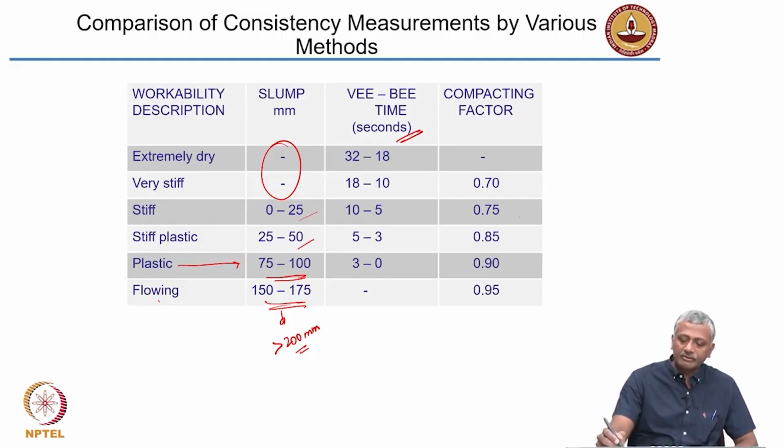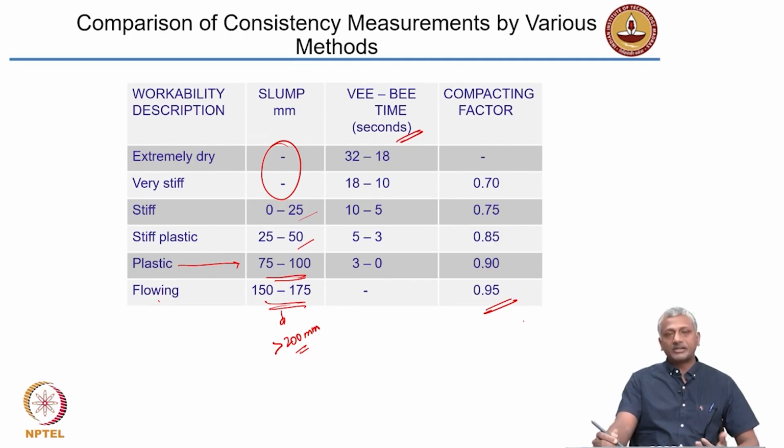Again, the relative values of compaction factor are given here. As I said, for a highly workable concrete, you will have a very high compaction factor.